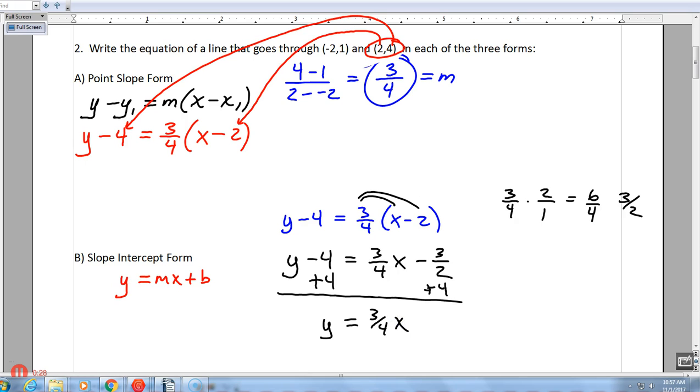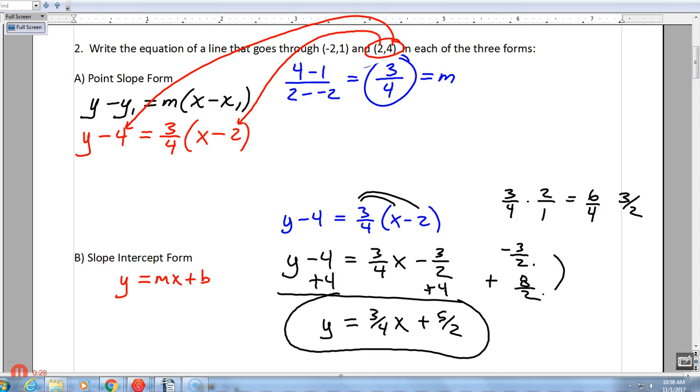Got to kind of be careful over here. A negative 3/2 added to, well, I'm going to rewrite 4. 4 is the same thing as 8/2, 8 over 2. So now they have like denominators, so I can add them together, and I get 5/2. So here is my slope-intercept form.